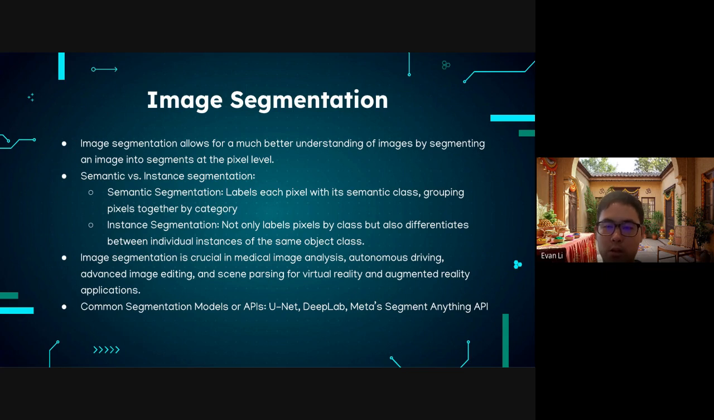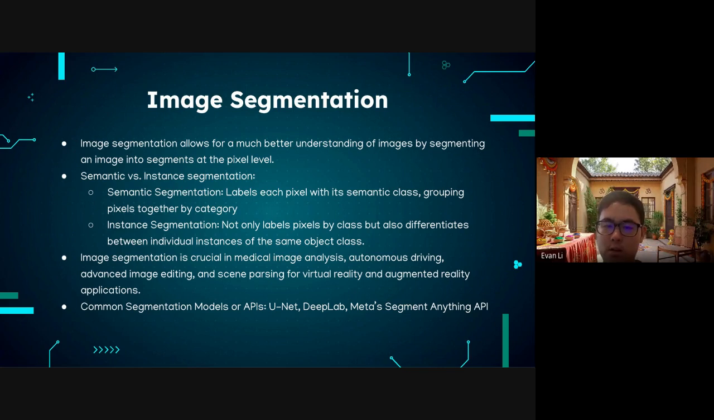Image segmentation also finds applications in advanced image editing, enabling selective modifications to specific regions of an image, and in scene parsing for virtual reality and augmented reality environments, creating immersive and interactive visual experiences.